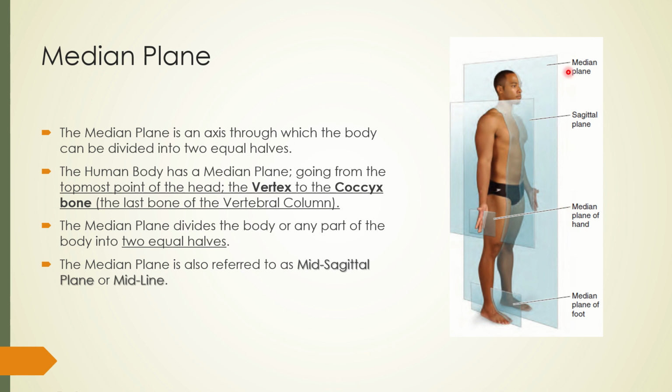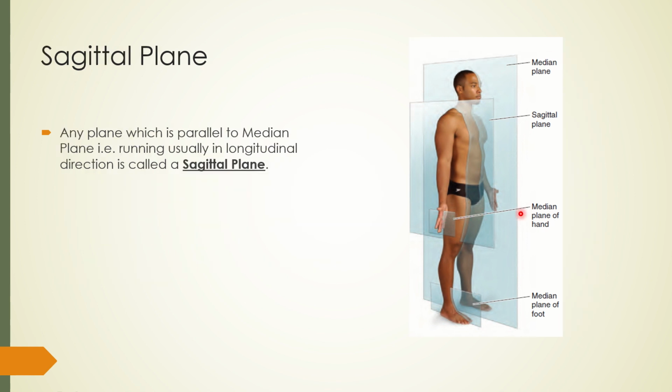Our limbs can also be divided into equal halves by a median plane of their own. The median plane of our hand is here, which divides our hand into a right equal half and a left equal half. The sagittal plane is a plane which is parallel to the median plane. Any plane which is parallel to the median plane is a sagittal plane.